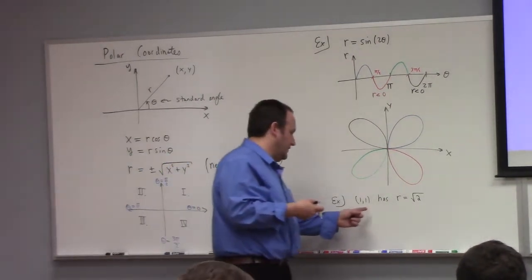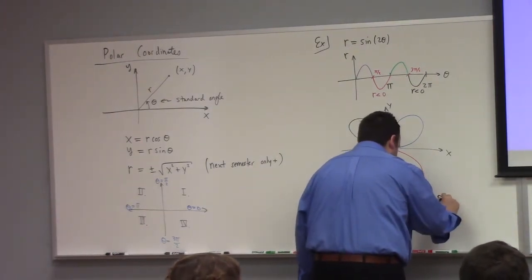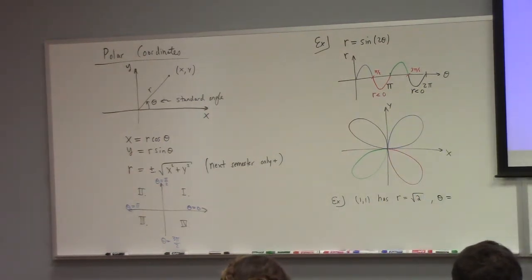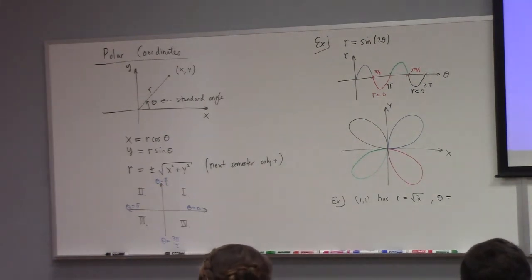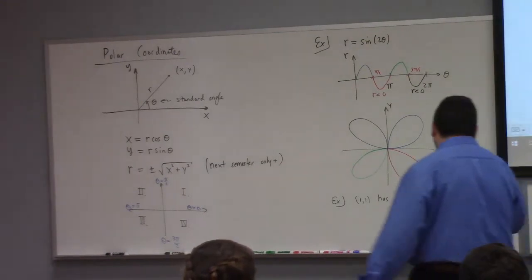See, because, well, here's how we'll clarify it. r is equal to the square root of 2 with theta equals what? What's the angle for the point 1, 1? What's the standard angle for that? What's that? Pi over 4, right? How did you guys figure that out? That's such an easy angle. I don't need to, I can just see it, right? Fine. So I heard pi over 4.